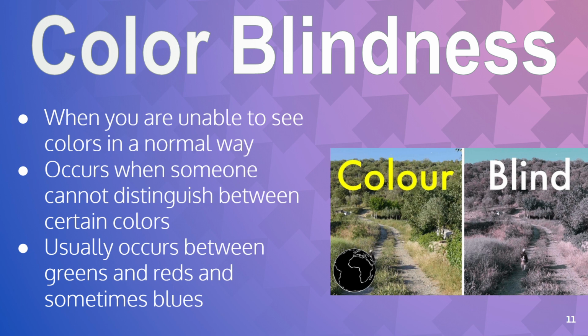So as you can see in the image to the right, people who are not colorblind can see colors very vibrantly, but people who are colorblind can see things like this. So for example, when you go to a stop sign, right, if you're colorblind, you won't see red, right? You might see green because it usually occurs between red and green. For colorblind people, red will be seen as green and green will be seen as red.